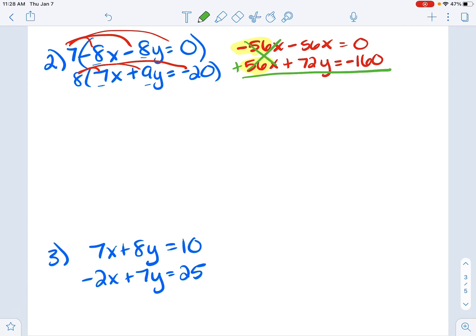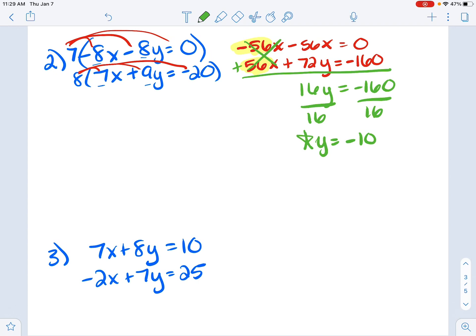Be very careful with your negatives when you get into the bigger numbers. Those are harder to do in your head. If you are not comfortable with negatives, use a calculator. There's no shame in that. Okay, so you end up with 16y equals negative 160. Divide each side by 16. Watch your negative. And we end up with negative 10 for y.